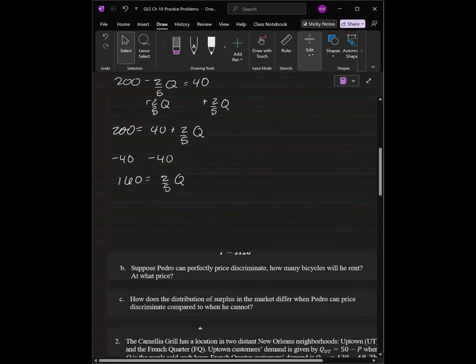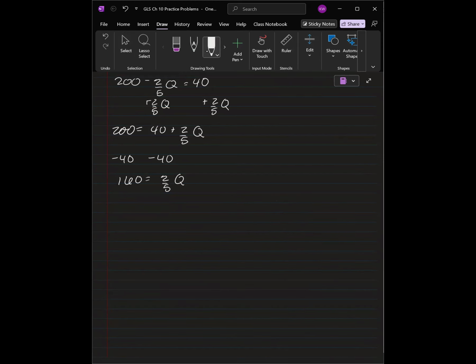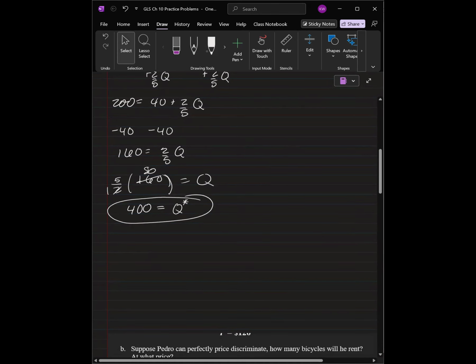And then we'll multiply both sides by 5 halves, right? The inverse of that fraction modifying quantity. So we'll have 5 halves times 160 equal to quantity. And 2 is going to go into itself 1 time and into 160 80 times. So we have 5 times 80, which gives us 400. And so the profit maximizing output for Pedro as a single price monopolist is 400 bicycles per week.